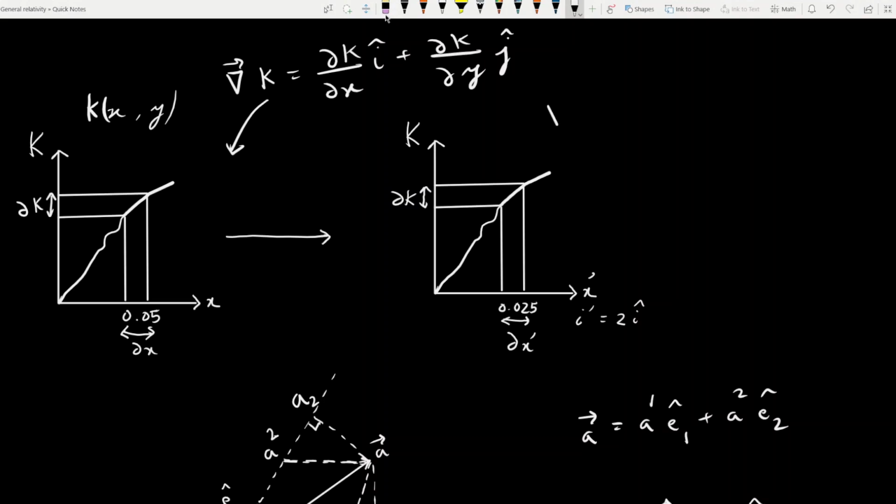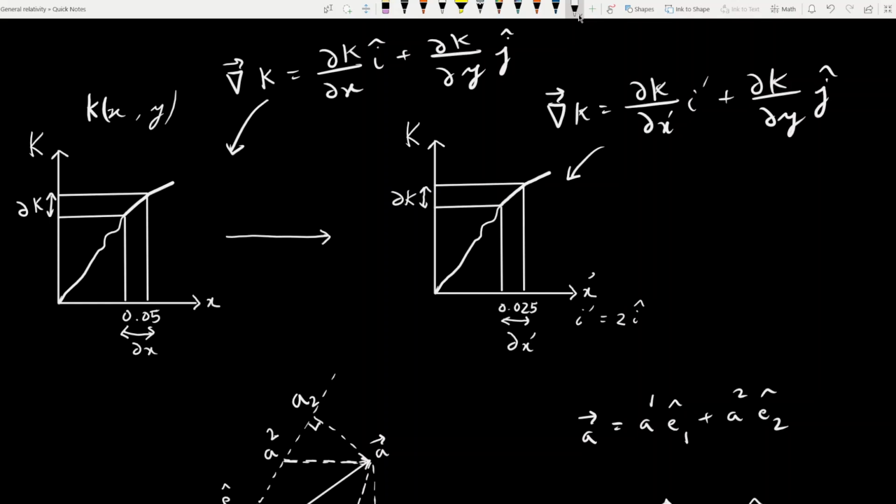It would be change in k over change in x primed, since we've changed our x coordinate, in the i primed direction, plus we haven't changed our y coordinate, so it would stay the same, j hat, right? So this would be for this part of the graph right here.